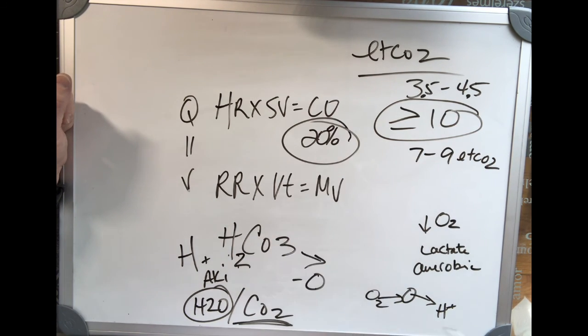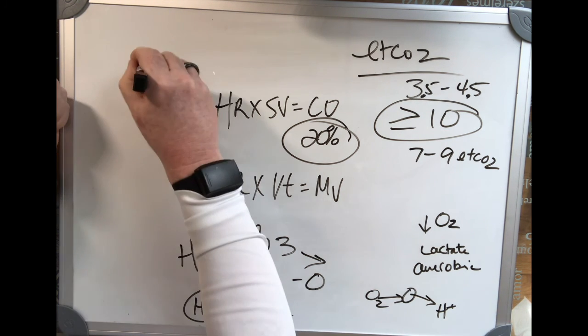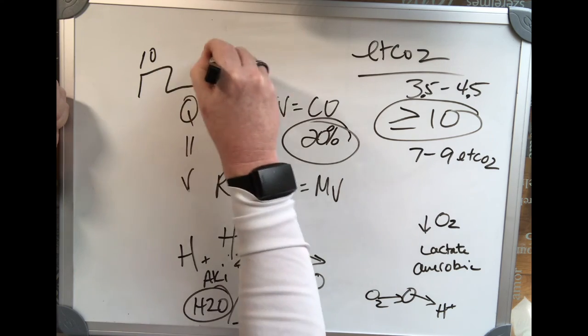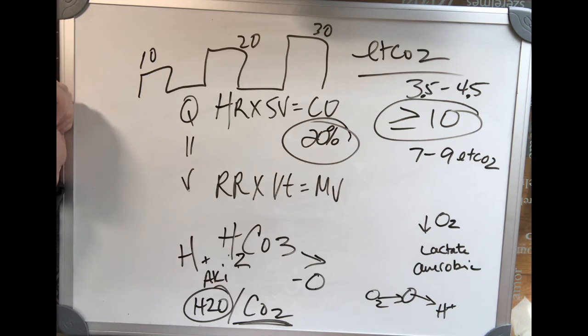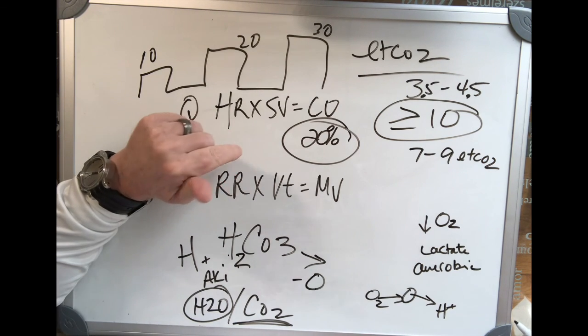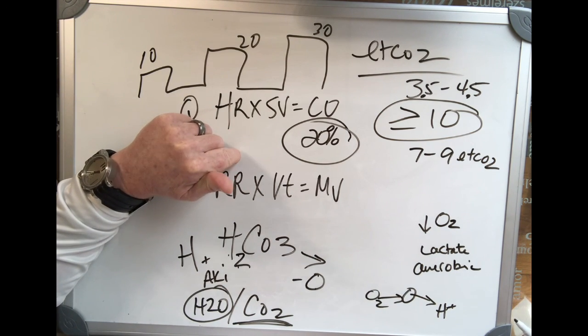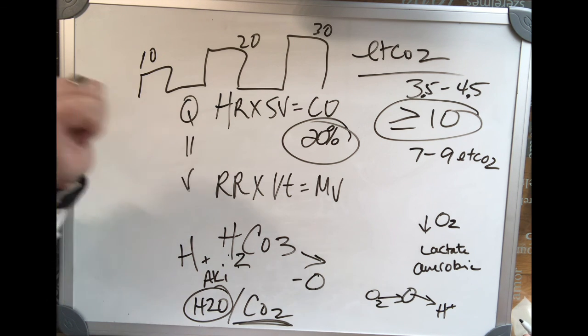Because we want to do better than average CPR. Okay? So that means that when I see 10 on the waveform and it goes to 20 and it goes to 30, it means that we're going to get a ROSC. Why is that? Because my cardiac output is improving, and that is a super important concept to understand.